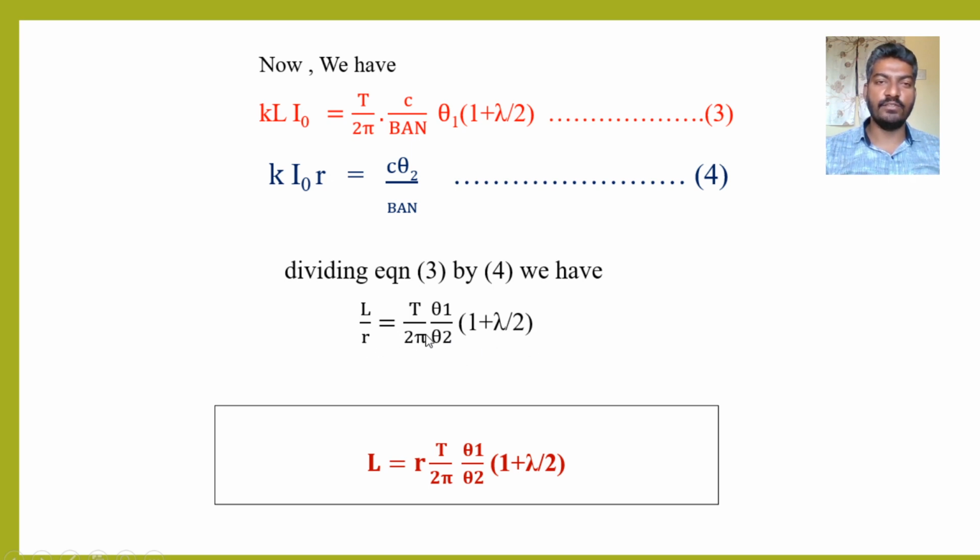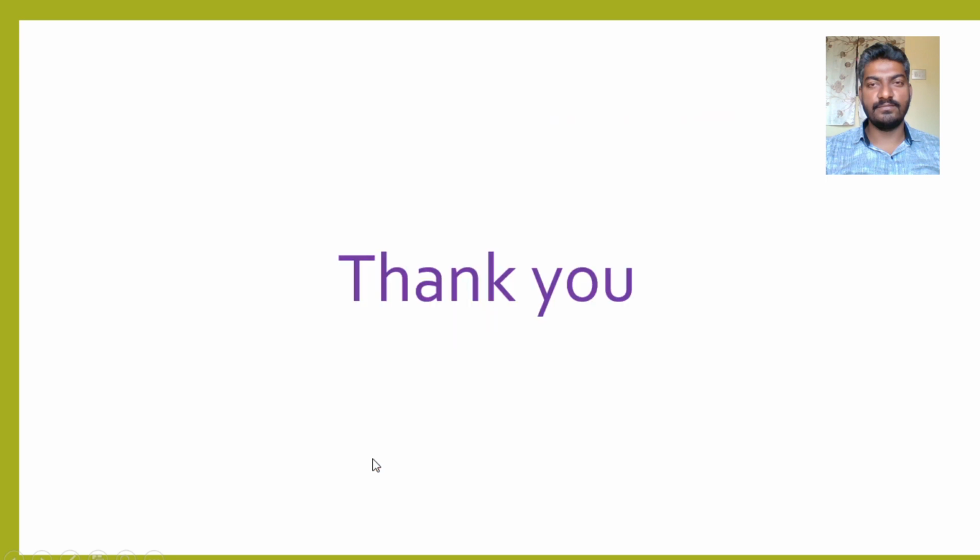Let us take this r towards the right hand side. Therefore, L is equal to r T by 2π θ1 divided by θ2 into 1 plus λ by 2. By knowing small r, capital T, deflections θ1, θ2 and logarithmic decrement λ, we can determine the self-inductance of a coil or inductor. Thank you.